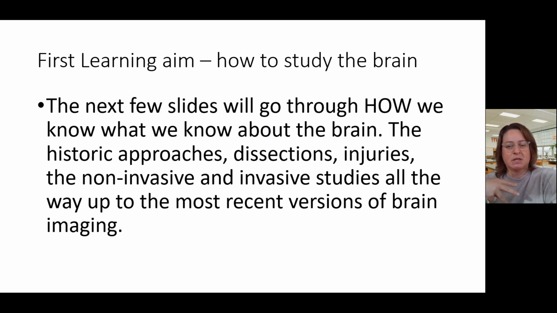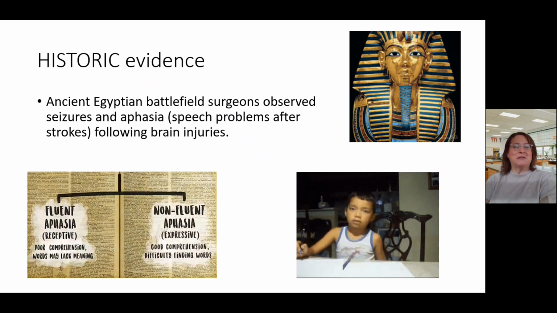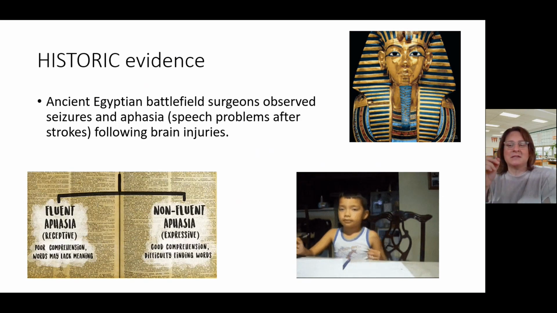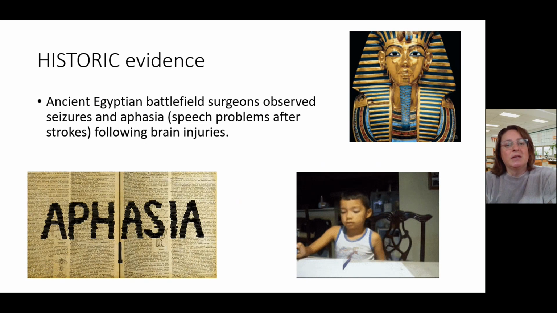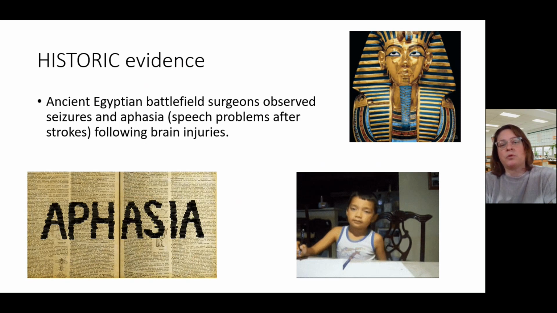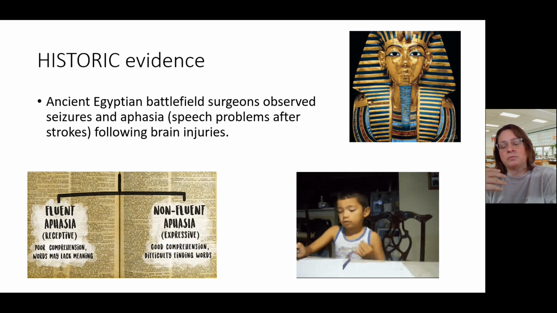So initially, literally, how do we know from historic approaches, as in what injury, where, dissections post-mortem, and gradually getting through non-invasive and invasive studies all over to the most modern imaging. So going back through ancient Egypt, battlefield surgeons already, and literally just evidence is there in some of the hieroglyphics that they have seizures, epileptic seizures observed, and aphasia, so maybe Broca's aphasia that you've learned about earlier, speech problems after strokes and following brain injuries.